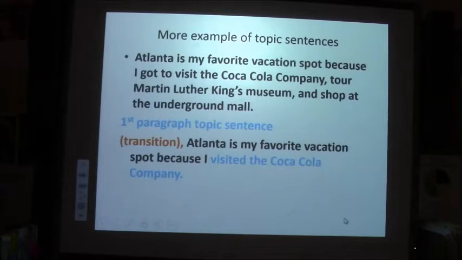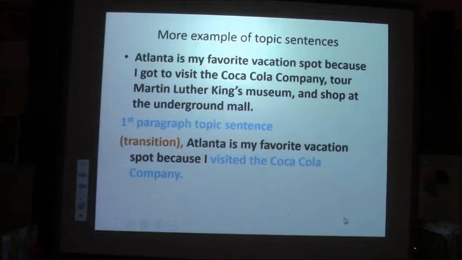Here's another example. Atlanta is my favorite vacation spot because I got to visit the Coca-Cola Company, tour Martin Luther King's museum, and shop at the Underground Mall. So, notice, I put this right here so that the students can give me a transition so I can make sure they know what transitions are appropriate for the first paragraph topic sentence.